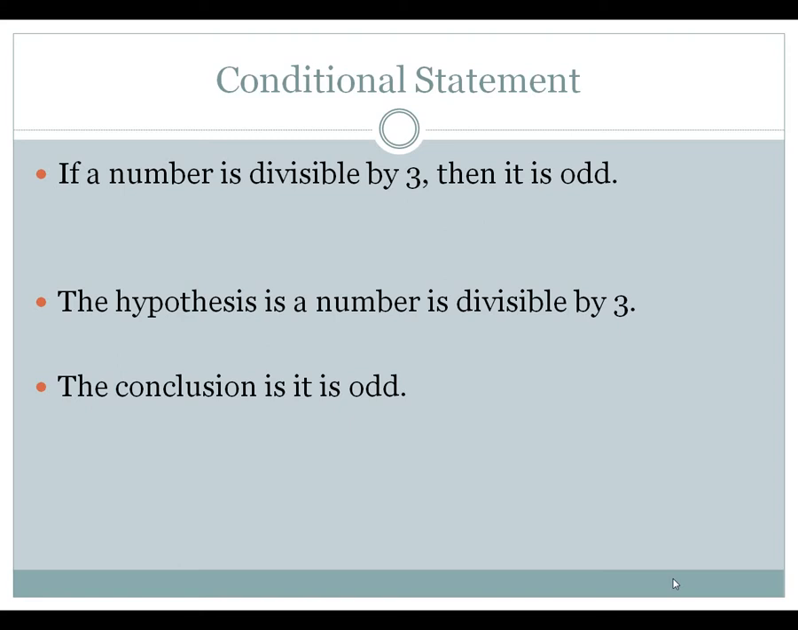A conditional statement is always in the form if and then. So I'm taking the conditional statement: if a number is divisible by 3, then it is odd. Remember that the hypothesis always follows the if part. So in this statement, our hypothesis is a number is divisible by 3. And the conclusion always follows the then part. So our conclusion is it is odd.